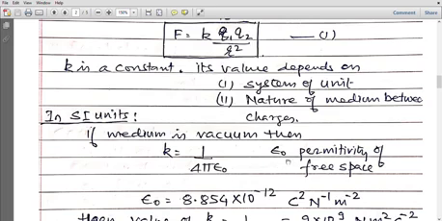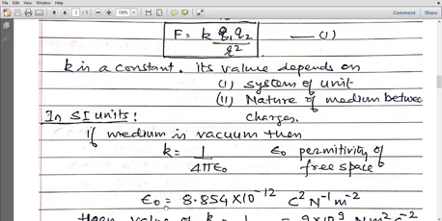Here epsilon 0 is called the permittivity of free space. Free space means vacuum. Here we have already studied that the medium is vacuum. If the medium is other than vacuum, we will write the permittivity of that medium. So here we are taking the medium as vacuum. So the value of K is 1 upon 4 pi epsilon 0.